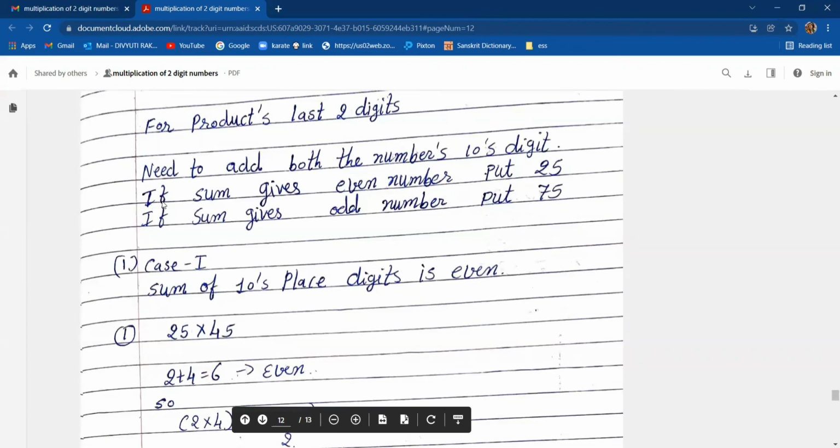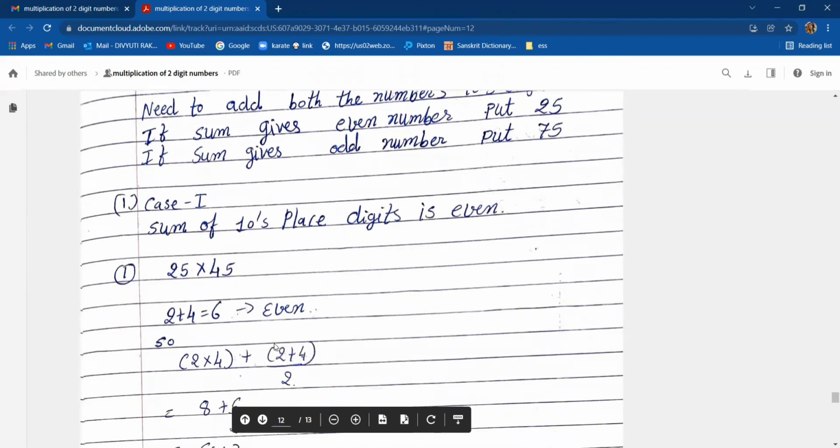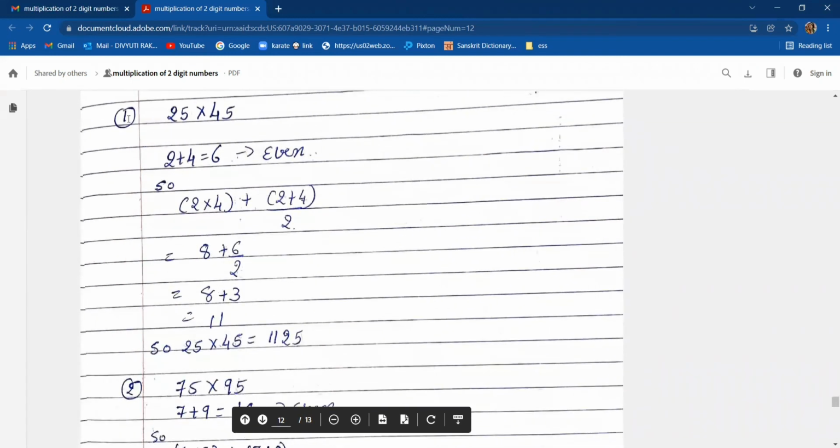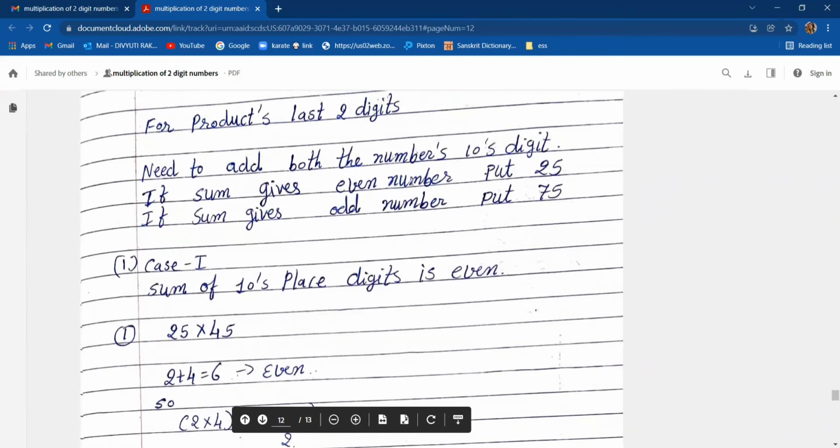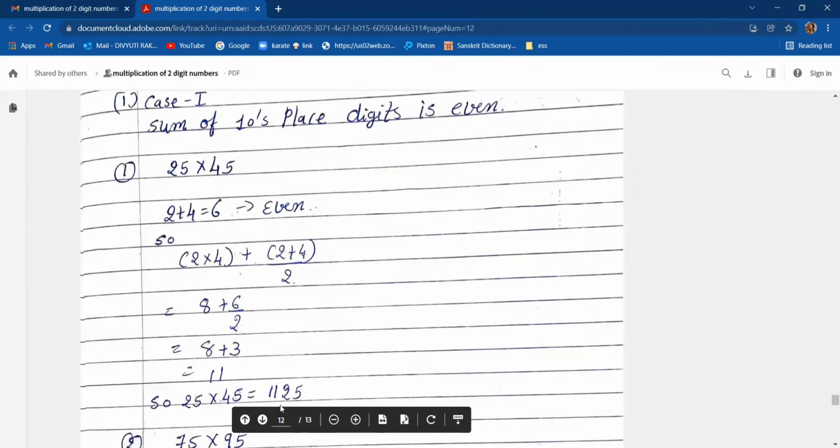First we will do some questions for case 1, when the sum of the tens digits is an even number. First, 25 into 45. Here 5 is at the unit place and 4 and 2 are the tens digits. By adding 4 and 2 we get 6, which is an even number. For an even number you need to write 25 at the end. So I have written 25 here.